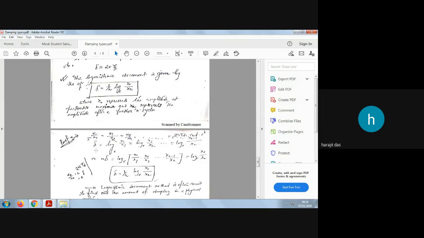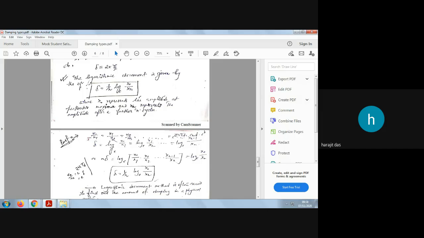So what will be delta then? You need to take the logarithm. So log base e of x naught by x1 equals log base e of x1 by x2, log base e of x2 by x3, up to log base e of xn minus 1 by xn, because this is one unit reduced. Here n terms will be there, n delta terms. So this ratio value is delta, isn't it?